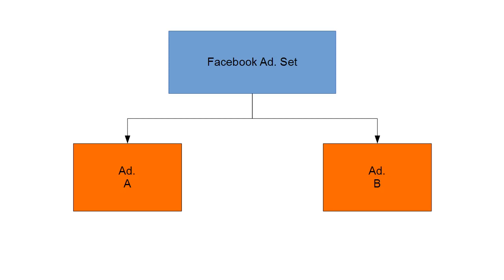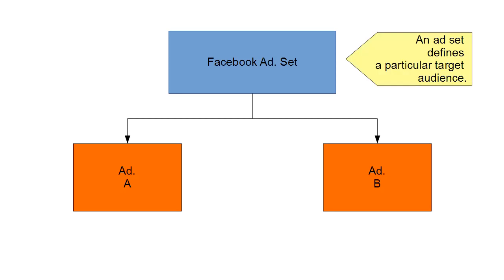First of all, you have your Facebook ad set, and then you have two ads. For the sake of argument, let's call them Ad A and Ad B. Now, an ad set defines a particular target audience. And it's also used to define your budget, your schedule, and the bid type.